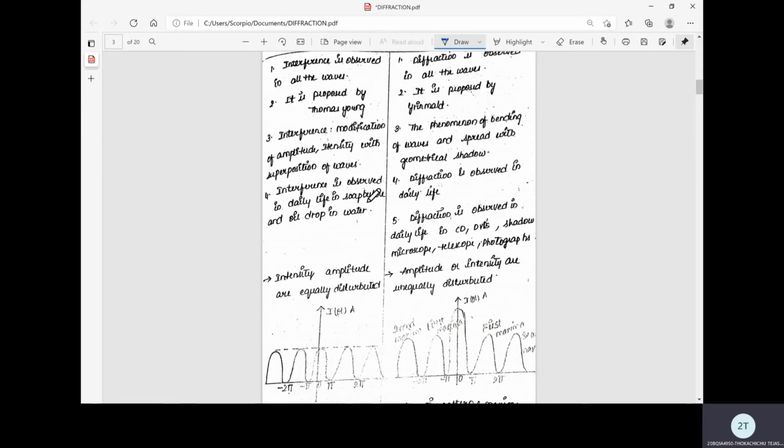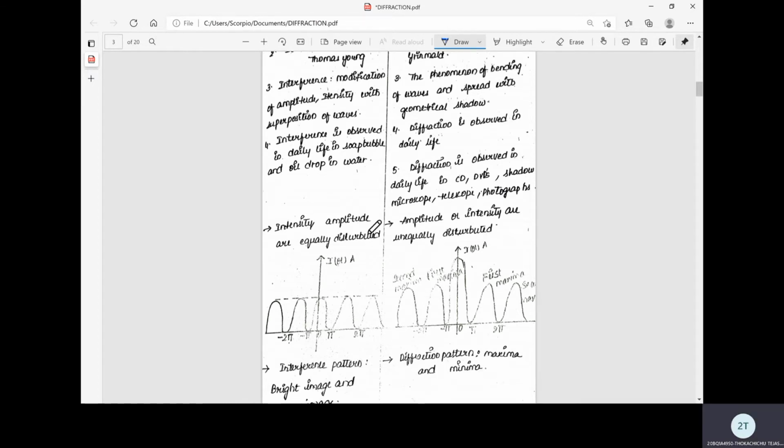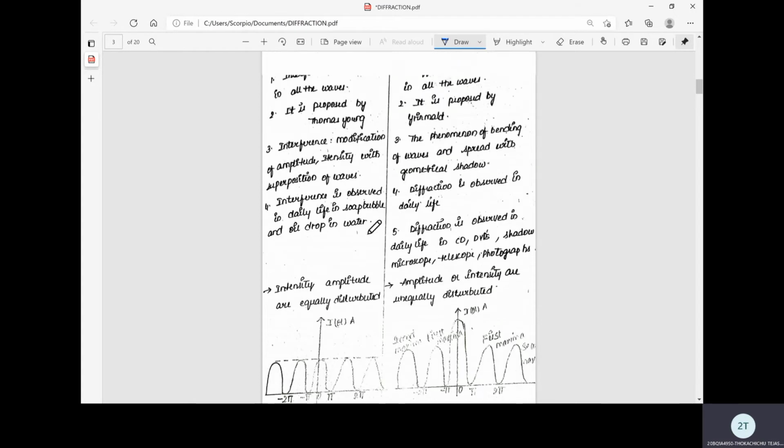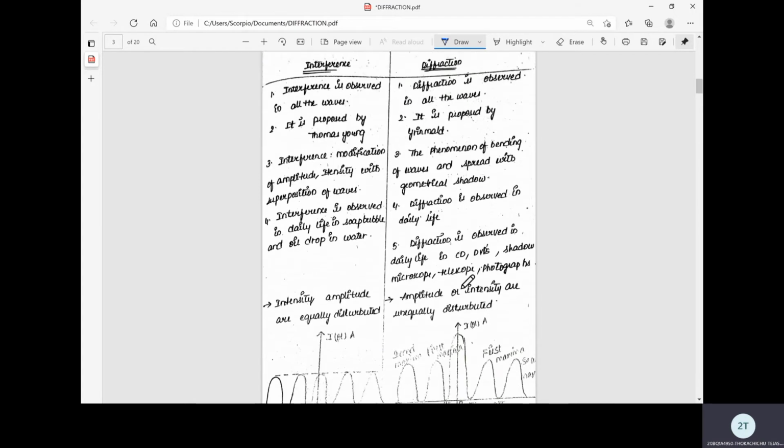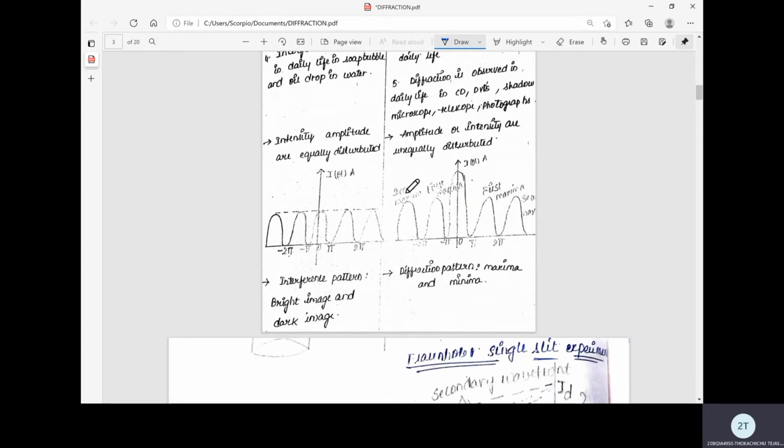Interference is observed in daily life in soap bubbles and oil drops in water, while diffraction is also observed in daily life. It is observed in CDs, DVDs, shadow microscopes, telescopes, and photographs. And intensity and amplitude are equally distributed for interference, while in the case of diffraction, intensity and amplitude are not equally distributed. We can clearly see this point in these graphs here.